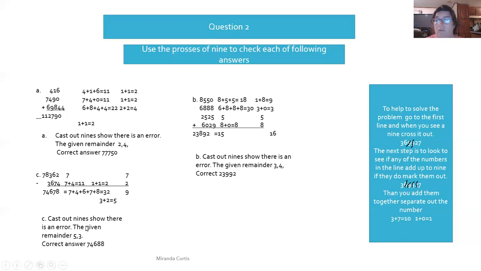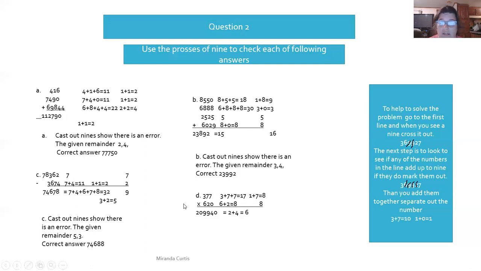The 3 is wrong. Sorry, guys. I just realized that that was supposed to be an 8. I was doing this slide really quickly. This one is supposed to be an 8. That's supposed to be 8. So it says cast out the 9, show there is an error. Okay, so we're going to have right here, we're going to have 5, and that's going to be 1. Correct answer is 74688. It is.